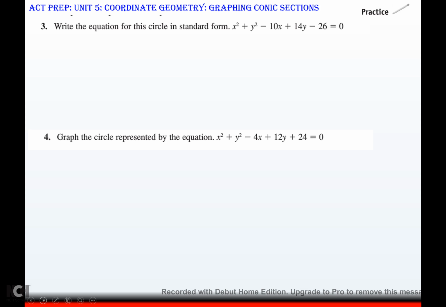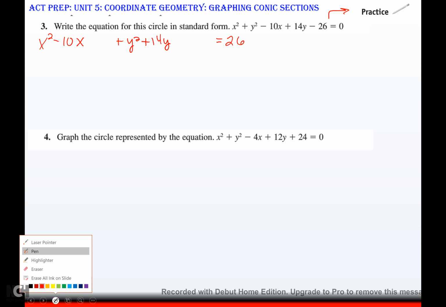Okay, 3, write the equation for this circle in standard form. Again, we're going to have to complete the square to get everything in standard form. So I have my x squared and my x, leave some room, plus my y squared plus the y, leave some room, equals, move your constant over, and that would make it positive 26.